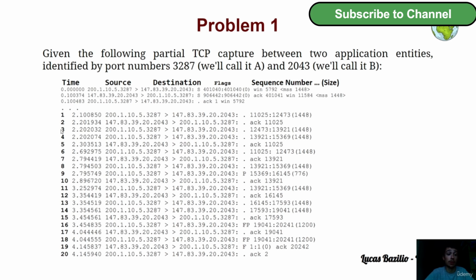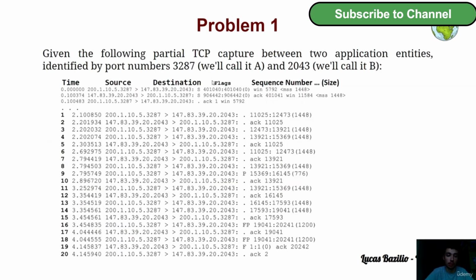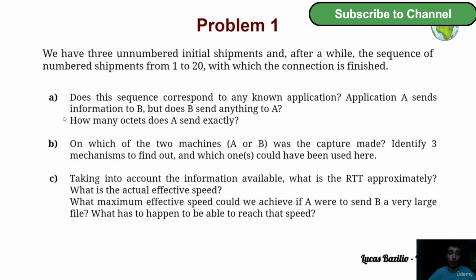And then we have a series of packets here. That's why we have these ellipses. We have here a while. Time passes, and then we have these final 20 packets that are sent. That's why here we have after a while, because after the connection establishment, we wait some time, and then we have these last 20 packets. So given this capture, we have the series of questions.